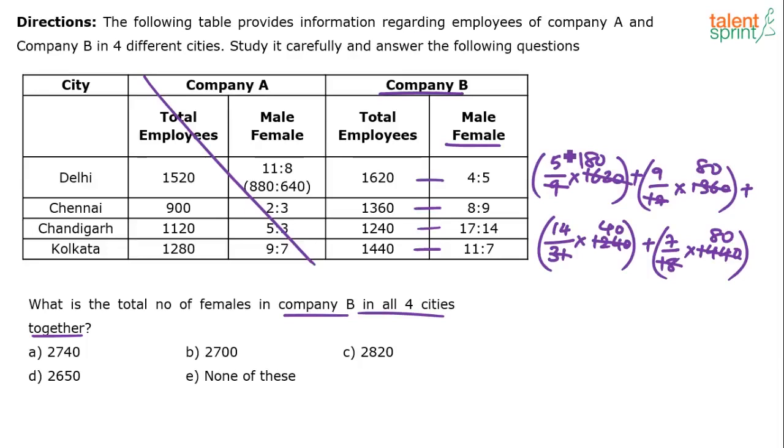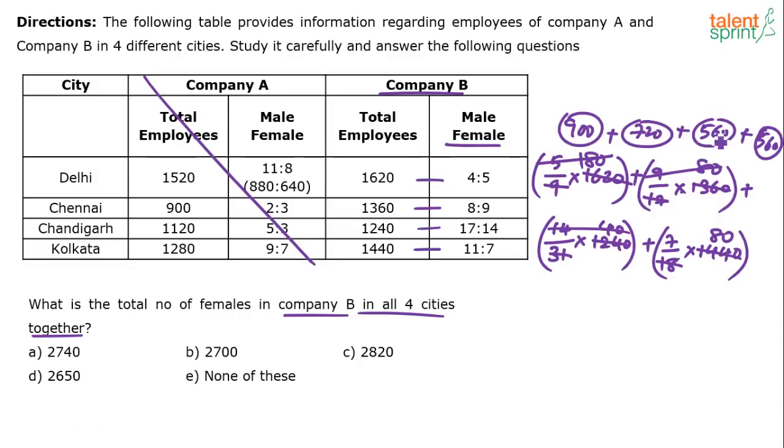That's it. So 5 into 180. For the first city, it is 5 into 180. What is 5 into 180? 900. So 900 is one value, plus 9 into 80. 9 into 80 is how much? 720 is the other value, plus the third city, 14 into 40. 14 into 40, 560 is the third value, plus, yeah, and 7 into 80. 7 8 is 56. So 560 is again the fourth value.